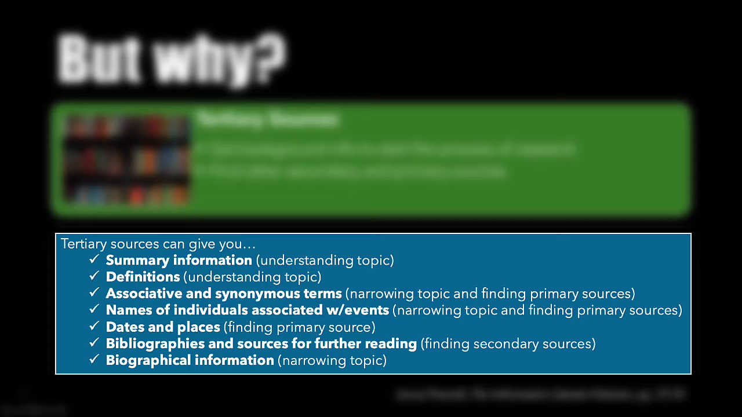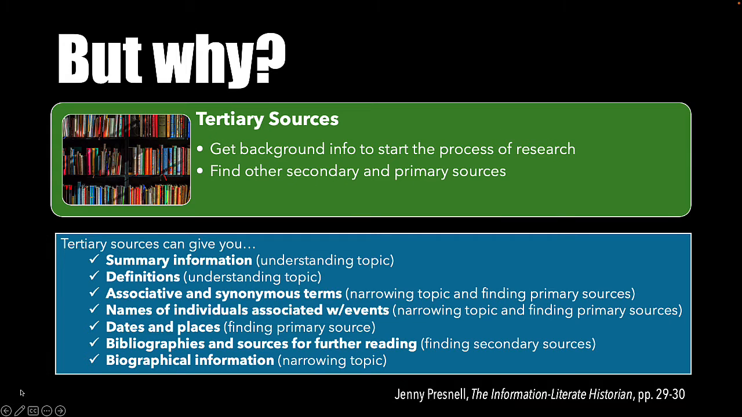Finally, tertiary sources give us bibliographies. They give us sources for further reading. That's how we find a lot of secondary sources. And they also give us biographical information so that we can understand a little bit about the people that we're going to talk about in our history papers. So good tertiary sources can do all of this for you. They're really helpful to consult, especially in the beginning stages of a research project.